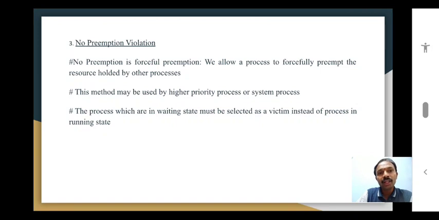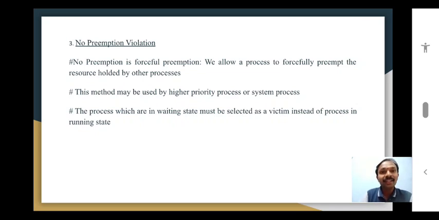The processes which are in the waiting state must be selected as a victim instead of processes in the running state. So what is this? The processes are holding the resource. This is the obvious scenario. The running process might be holding the resources, right? The waiting process might be holding the resources, right? So in forceful preemption, we are selecting the waiting process. Let the running processes which are holding the resources keep that particular resource. Let them run, because running can have more priority than waiting.